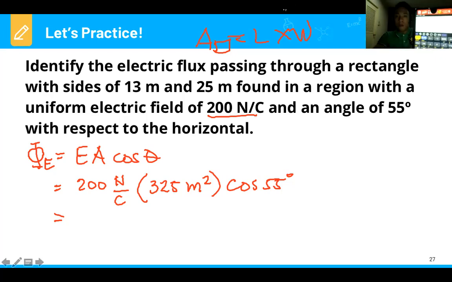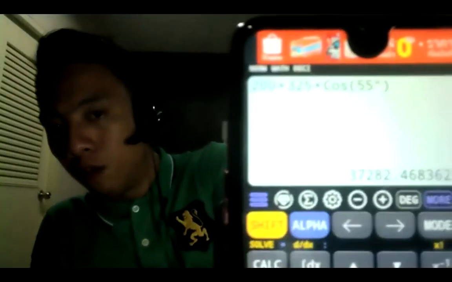Okay, I will stop sharing first. So the answer is, oh, focus. Focus.